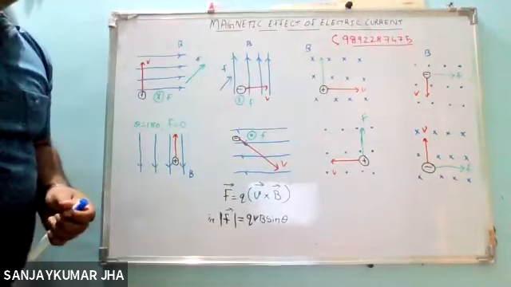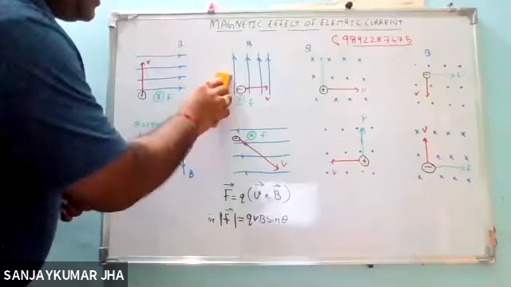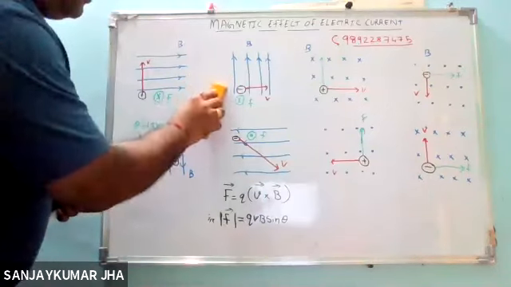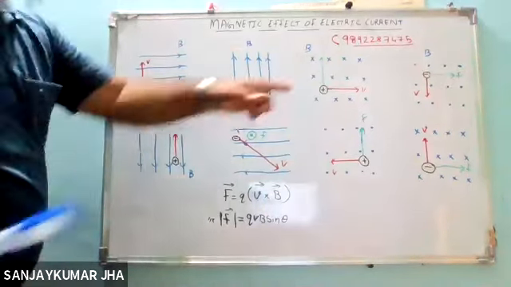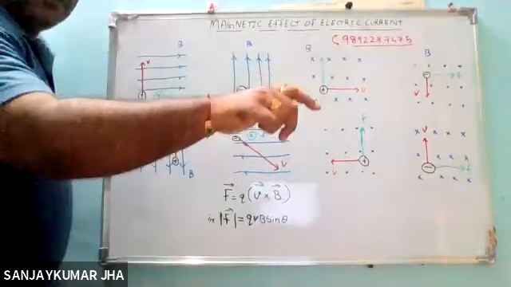I hope it is okay to everyone. Let us implement it a few more times. Now in the third case, which charge do we have? Positive charge. So of course, positive charge means you will be using the right hand. So let us use the right hand.